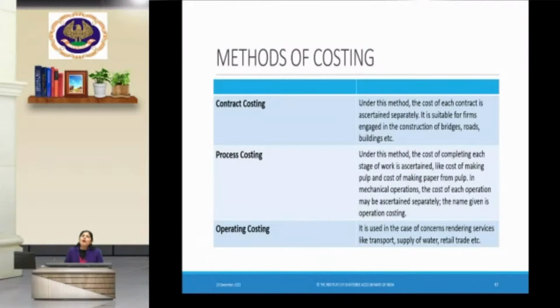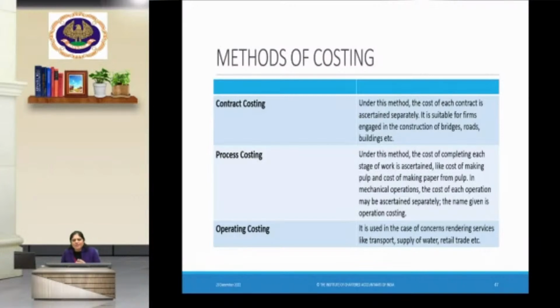So we have to understand and accumulate the cost of each process. If a product passes through 5 processes, we calculate the cost for every process so that any non-value added activities can be minimized and the cost can be controlled at the process level only, not at the final level. So that is basically process costing. It's applicable when a product passes through numerous processes.